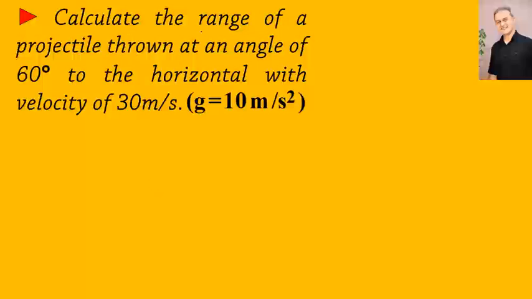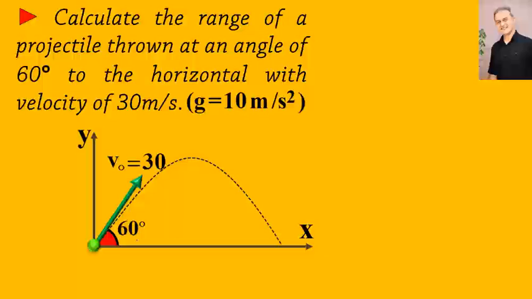Calculate the range of a projectile thrown at an angle of 60 degrees to the horizontal with velocity of 30 meters per second, and g is supposed to be 10 meters per second squared. Okay, this is the projectile. As you see, v0 is a vector with a size of 30 and the angle of 60 degrees with horizon.